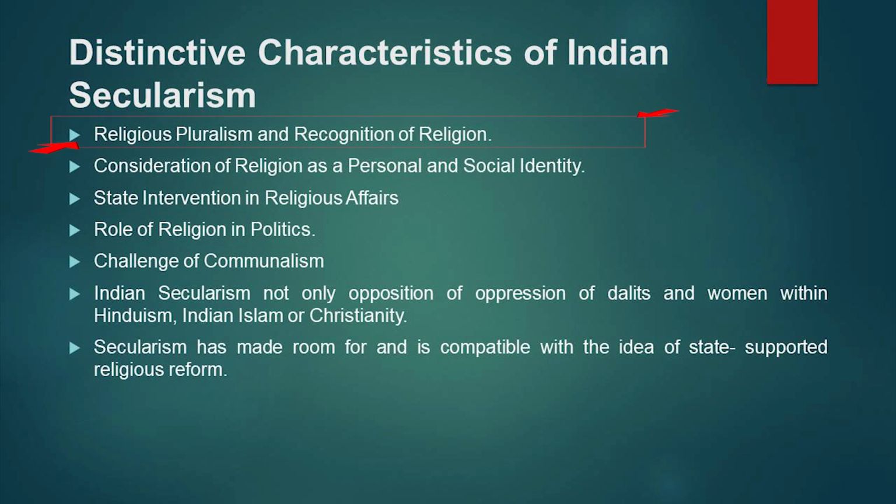Now let's discuss some of the peculiar characteristics of Indian secularism. Indian secularism took on a distinct form as a result of an interaction between what already existed in the society that had religious diversity and the ideas that came from the West. It resulted in equal focus on intra-religious and inter-religious domination. Some of the distinctive characteristics of Indian secularism are religious pluralism and recognition of religion.